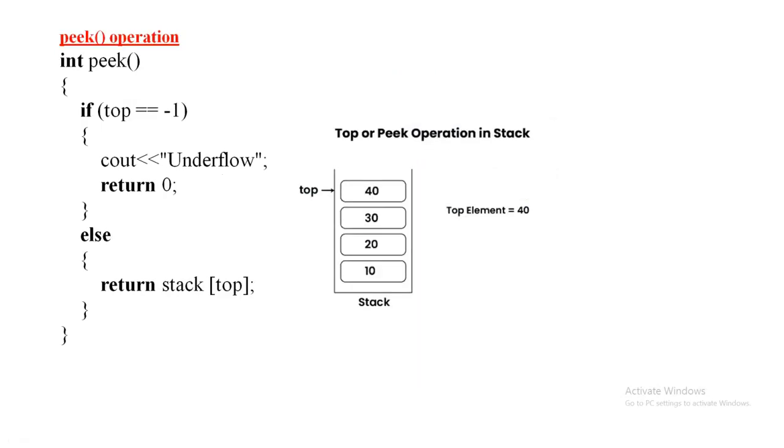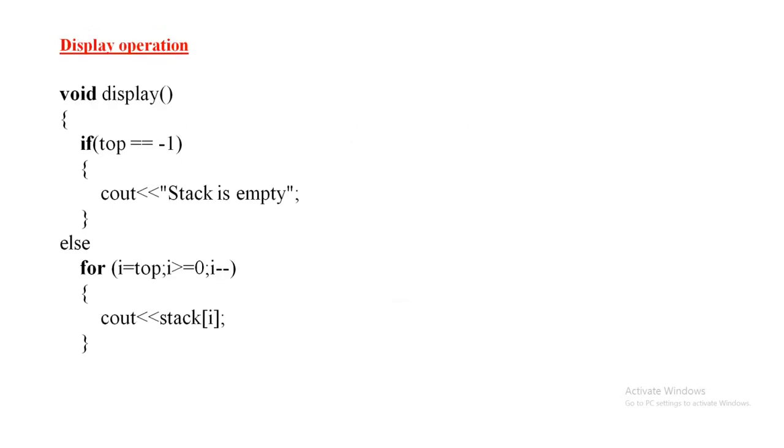The next one is the peek operation. Peek displays the first element of the stack. Whatever element is present at the top will be displayed when you go with the peek operation. So if top equals minus 1, as we saw previously, it means the stack is empty, that is underflow. Else, you return stack of top. That is, whichever element top points to is the first element, and the peek operation displays it. The next one is display.